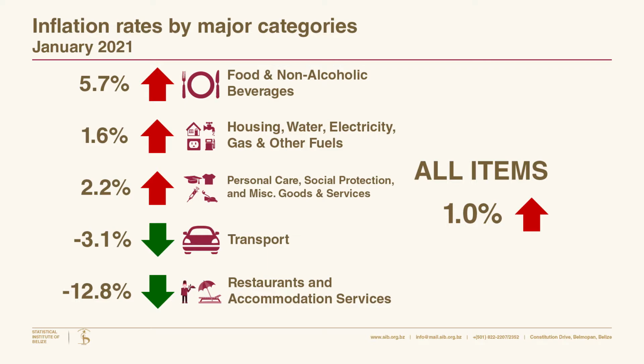Now that we have identified the major categories affecting the inflation rate, we will break down each category to see what contributed to the increase or decrease within the category. First, let's look at the food and non-alcoholic beverages category, which increased by 5.7% for the month of January 2021 when compared to January of 2020.